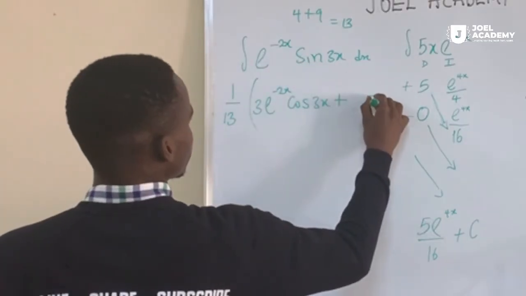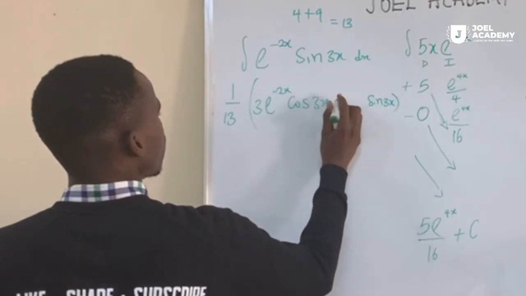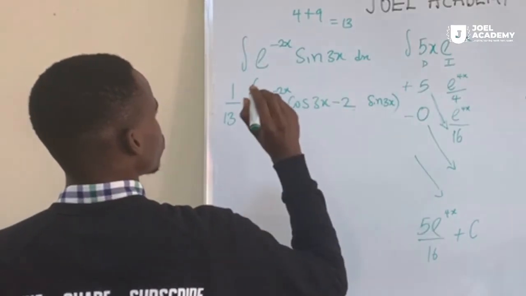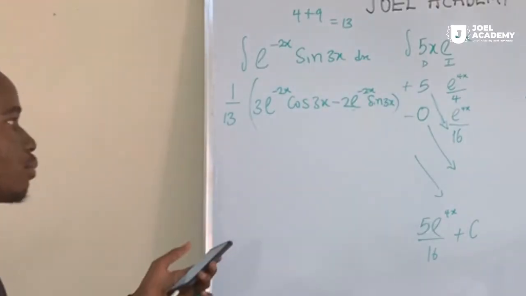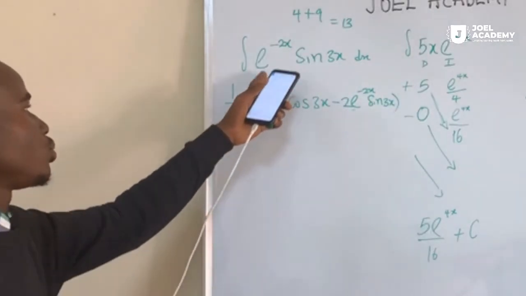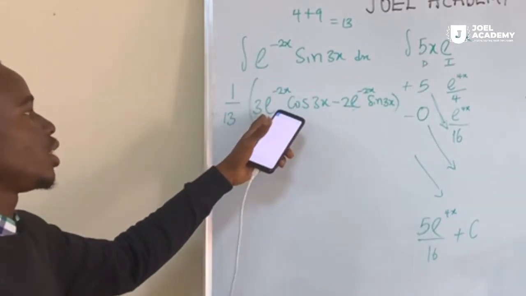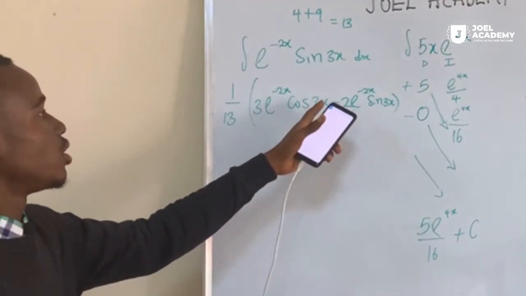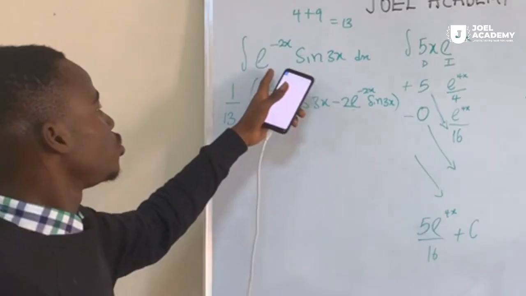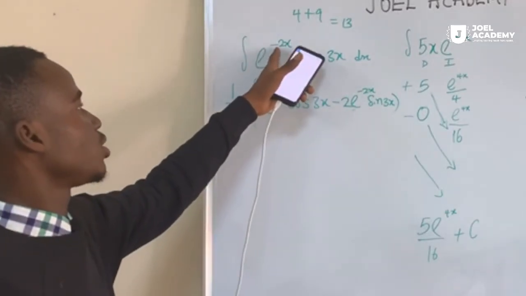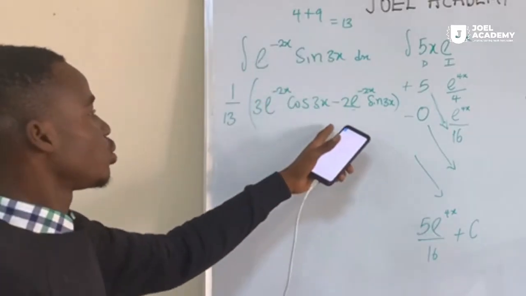Keep this constant, you'll be having sine 3x. Differentiate this, you'll be having what? Minus 2 exponential minus 2x. So what happened was you kept this constant, you differentiated this, you have 3 cos 3x. Next one, you kept this constant, sin 3x, nothing happened to it. You differentiate this. When you differentiate, it becomes what? Minus 2 exponential minus 2x. So that's what we have here.